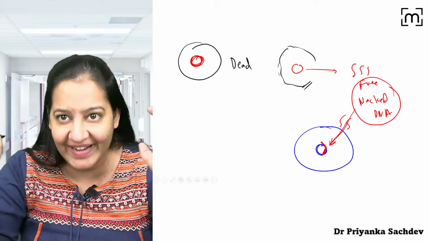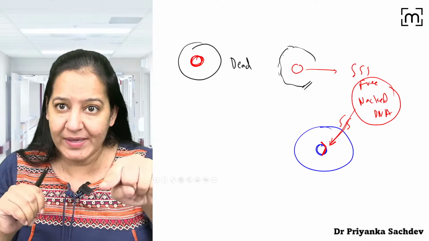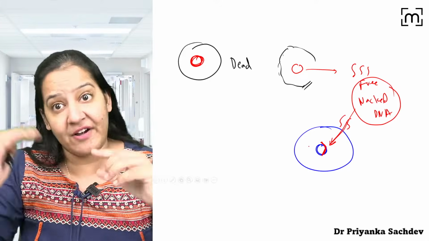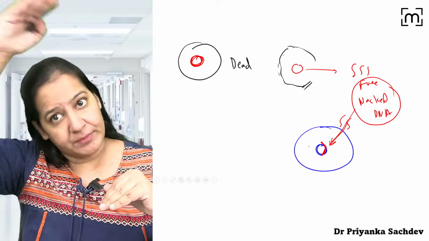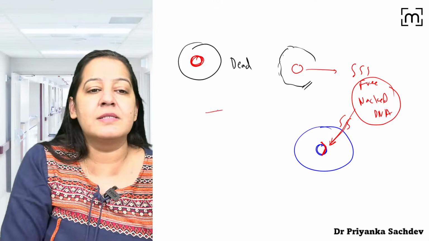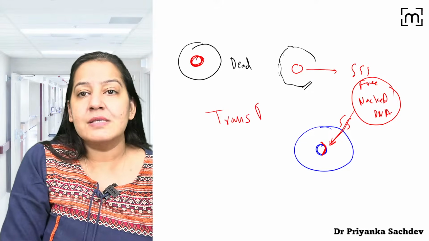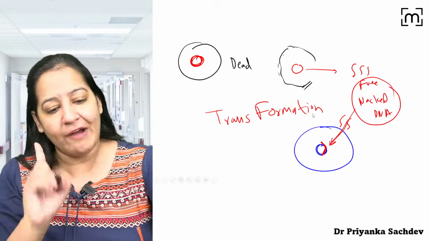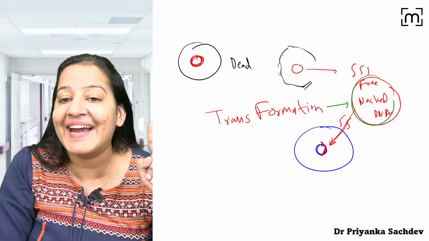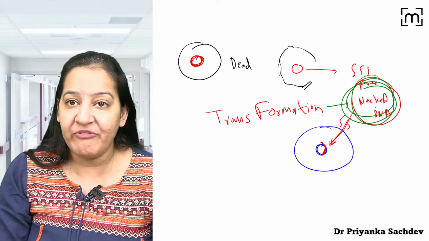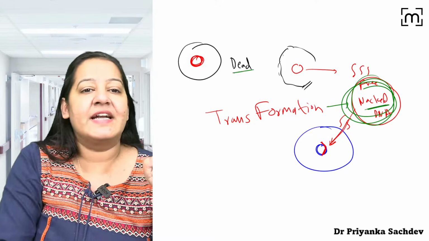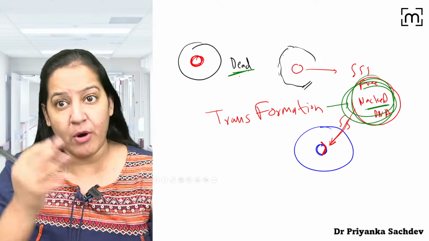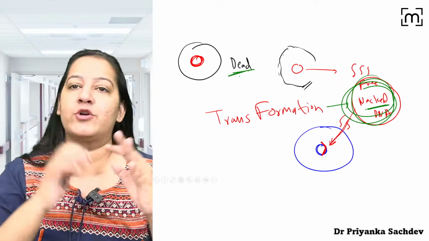So blue and red integration is taking place. Blue is the DNA of this bacteria and red is the DNA which is coming from the dead bacteria. So this method is known as transformation. In transformation, basically, you have to learn a word. It's naked DNA, naked. And the term naked comes from the dead bacteria. The bacteria is dead, from which the DNA is leaking out and entering into another.